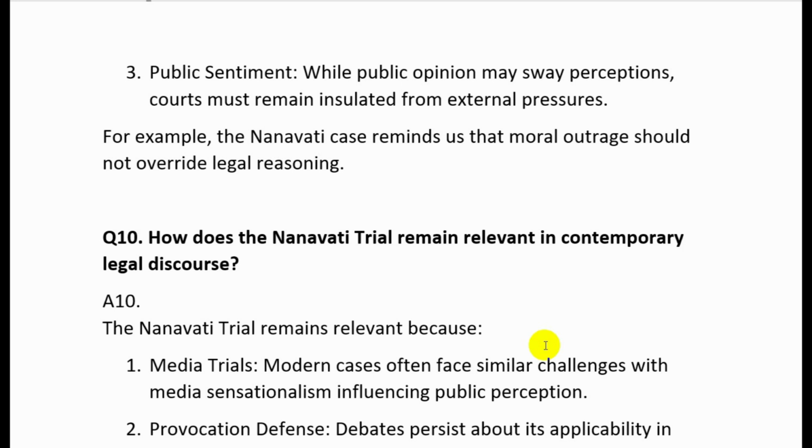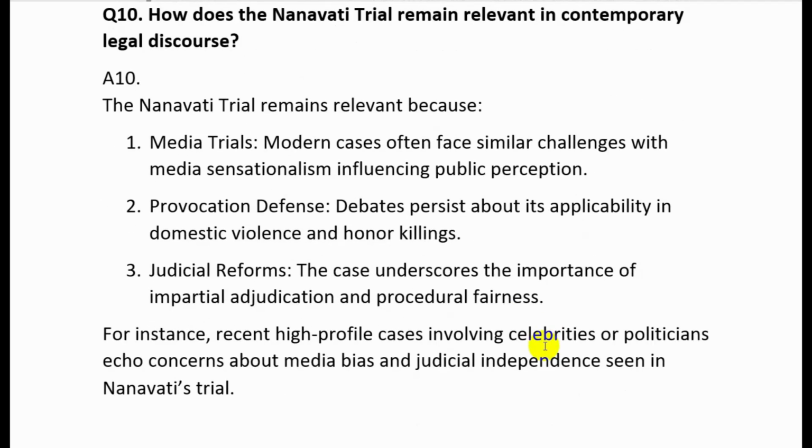For example, the Nanavati case reminds us that moral outrage should not override legal reasoning. Next, how does the Nanavati trial remain relevant in contemporary legal discourse? The Nanavati trial remains relevant today also because there are media trials, which means modern cases often face similar challenges with media sensationalism influencing public perception. Sorry, I'm not able to pronounce this word.